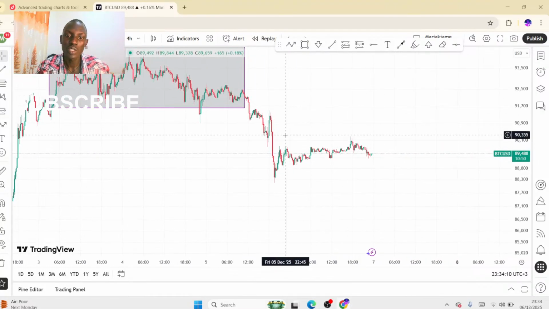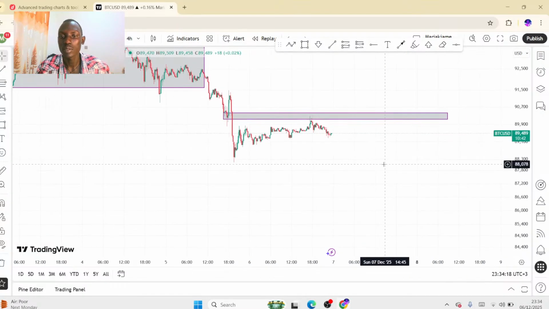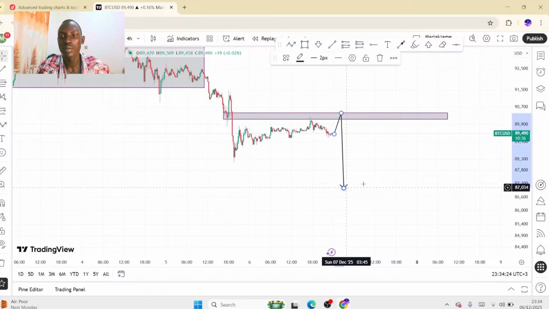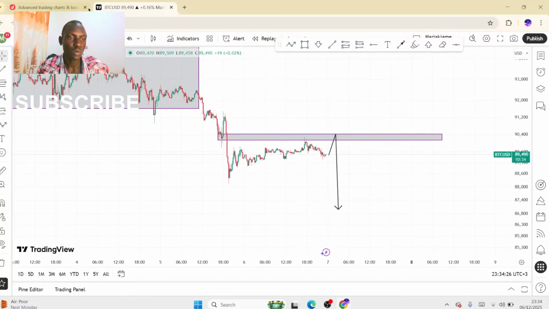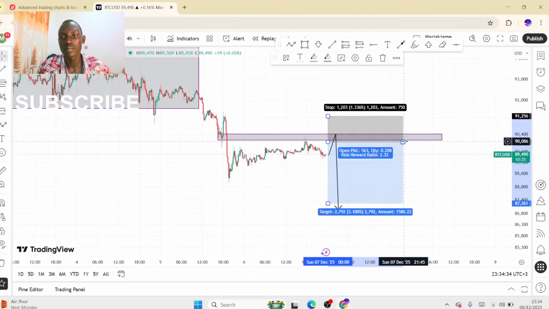So this is what we shall wait for. This is our zone, or this is our area that we are waiting for. Yeah, that is the zone we shall be waiting for. A pullback here, then we shall sell. And that is what I'm seeing on gold. Now let's take the trade. Yes, so let's take the trade. This is 15 minutes time frame.